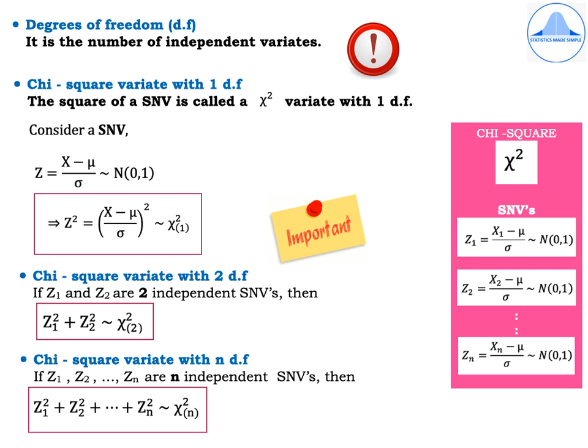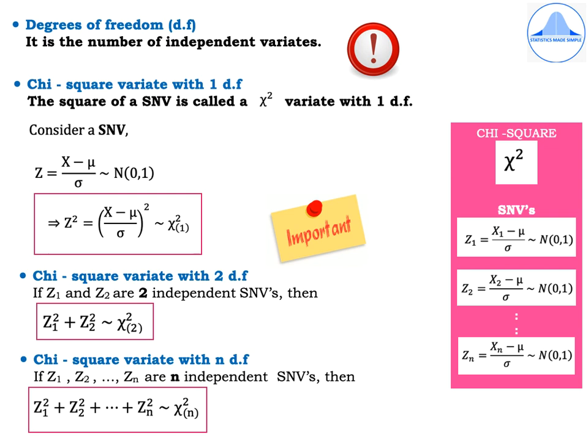So now when we square this SNV, we get Z square equal to ((x minus mu) divided by sigma) the whole square. We had a SNV, and when you square it, which distribution does it follow? It will follow the chi-square distribution, and because we have only one x variate, the degrees of freedom will be 1. So we write Z square equal to ((x minus mu) by sigma) the whole square, which follows chi-square with 1 degree of freedom. 1 is written as a subscript.